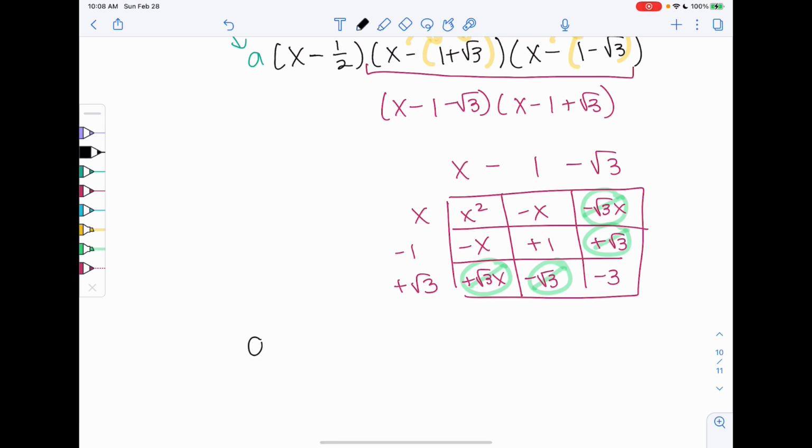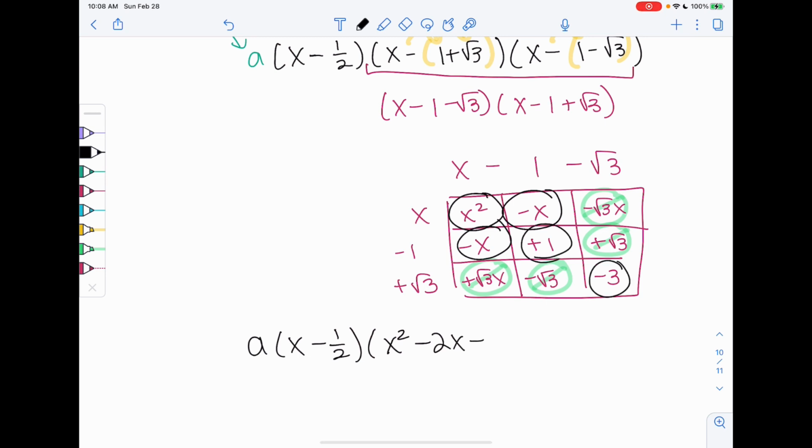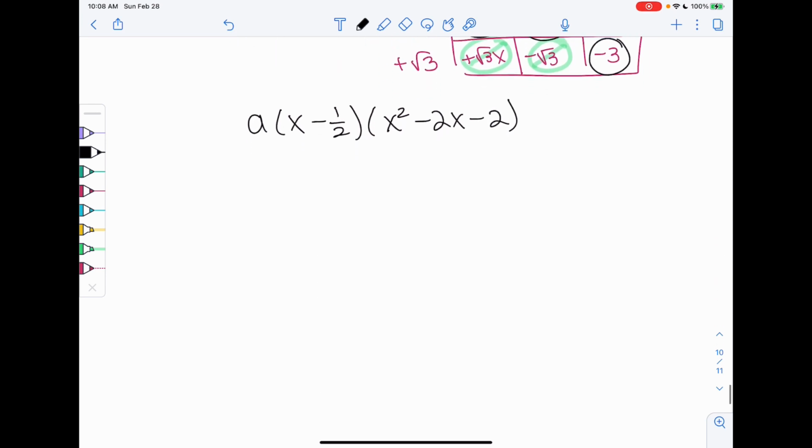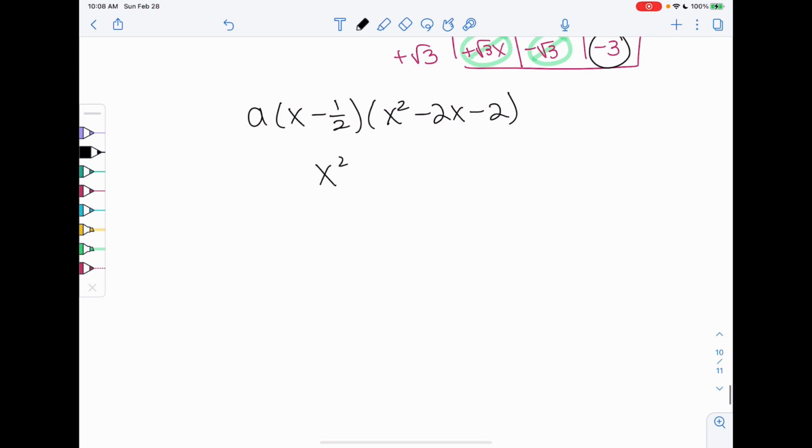And so we'll be left with the a, x minus 1/2. We'll multiply that out after. And we'll get x squared, we'll get minus 2x. And then we'll get 1 minus 3, which is minus 2. And then we'll continue to multiply this out, and then again we'll deal with that coefficient of x is 2. So we get x squared minus 2x minus 2, x minus 1/2.